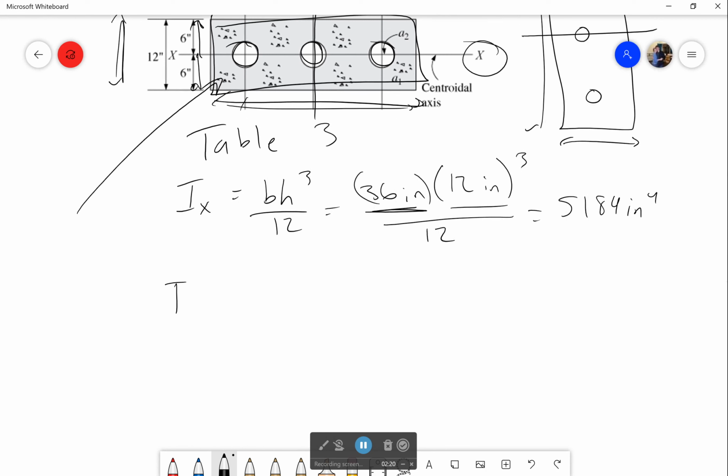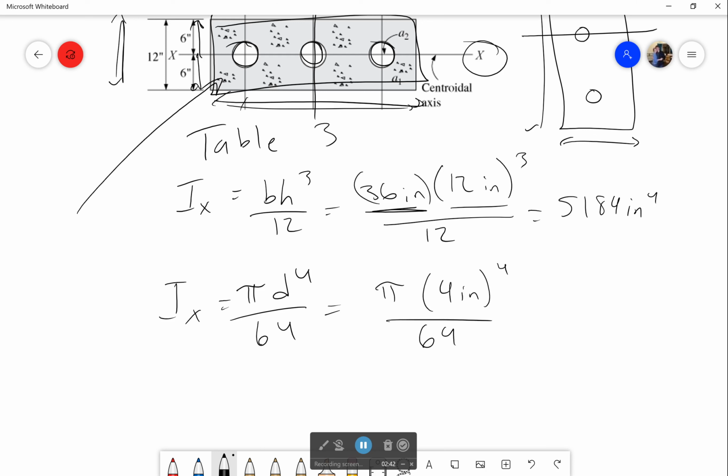Now I need to get it for the circle. The moment of inertia around that x-axis for a circle is pi times the diameter to the 4th all over 64. Those are 4-inch circles, so it'll be pi times the diameter to the 4th all over 64, which is equal to 12.57 inches to the 4th.